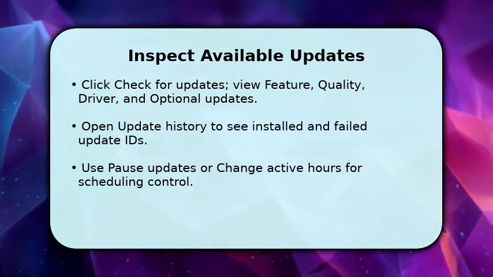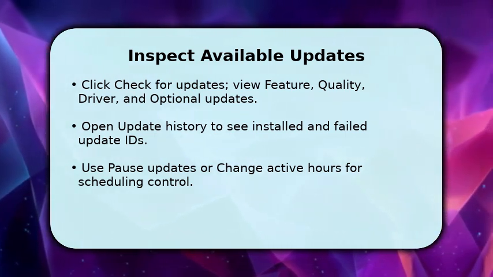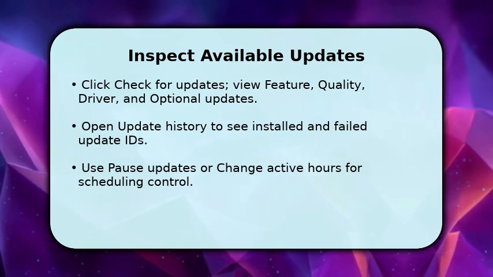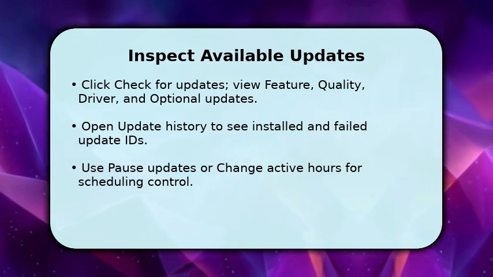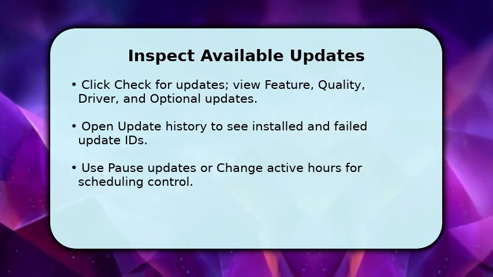Once you see items, open Update History to identify recent installs or failures by their KB numbers, which helps troubleshooting later. If installations interrupt work, use Pause Updates or change active hours to schedule restarts. For drivers or optional releases, expand those entries and decide whether to install now.